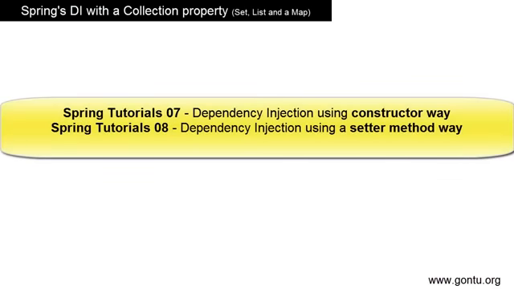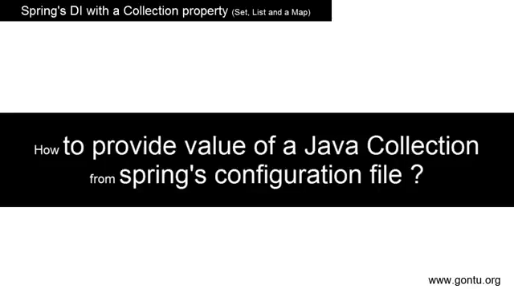In the last tutorial, we covered dependency injection demo using the setter method way. So overall, we covered how to inject a user-defined object into another object using a constructor or a setter method way with Spring's dependency injection. Now in this tutorial, we're gonna see how to provide value of a Java collection used in a Java class from the Spring's configuration file, or in other words, how Spring Framework initializes a Java collection used in a Java class with the values you provide in the Spring's configuration file.